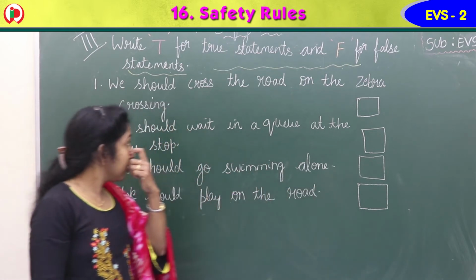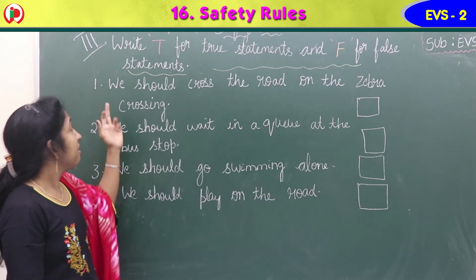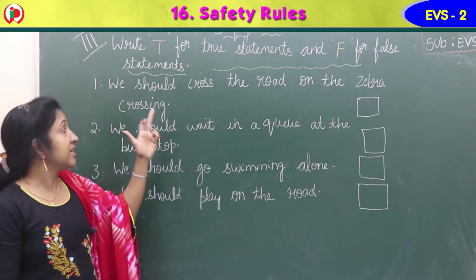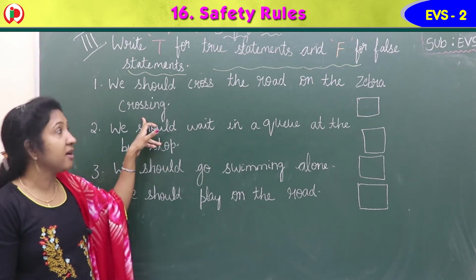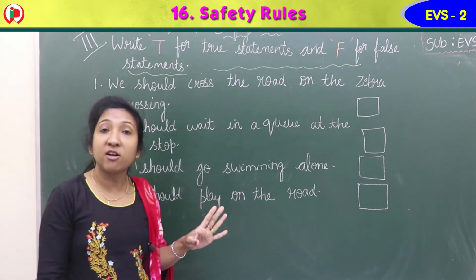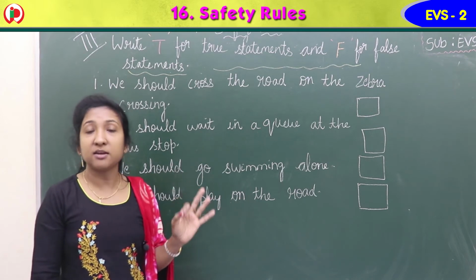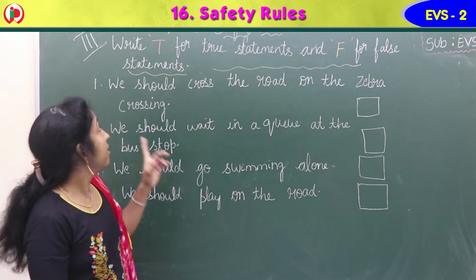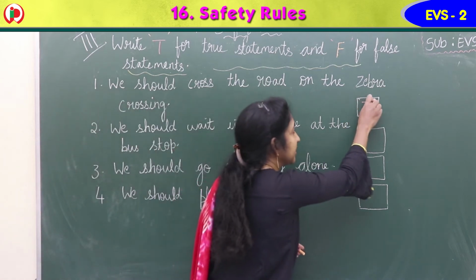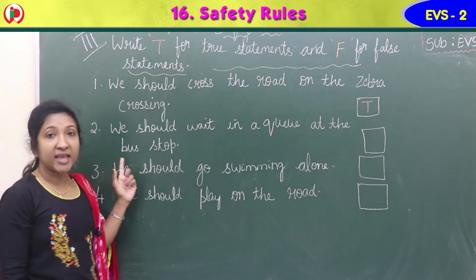Okay. So first statement. Let us read. Okay, children? Yes. First one. We should cross the road on the zebra crossing. Is it true? We should always cross the road on the zebra crossing. It is correct only, isn't it? True statement. So you have to write T in the square box given. T. Okay.